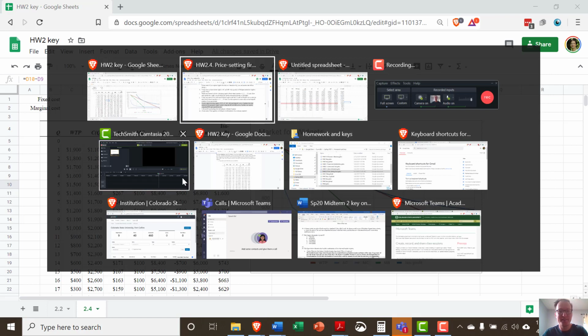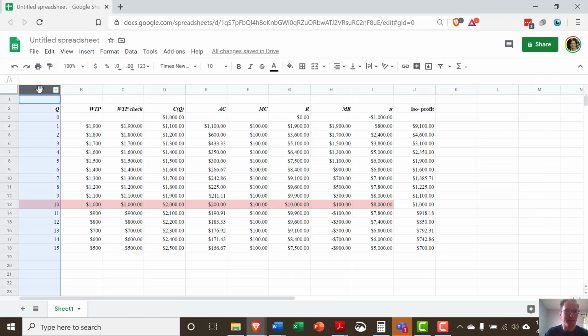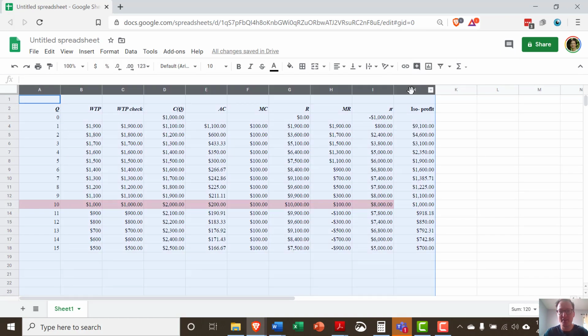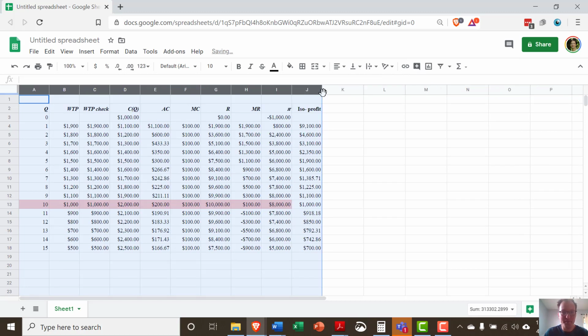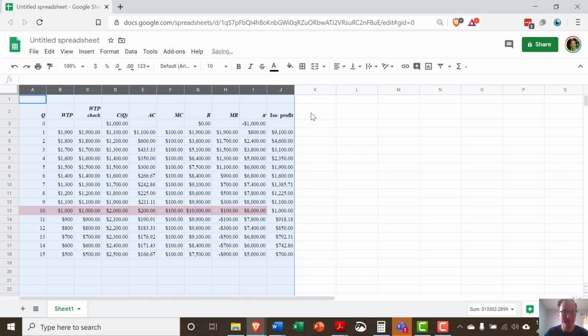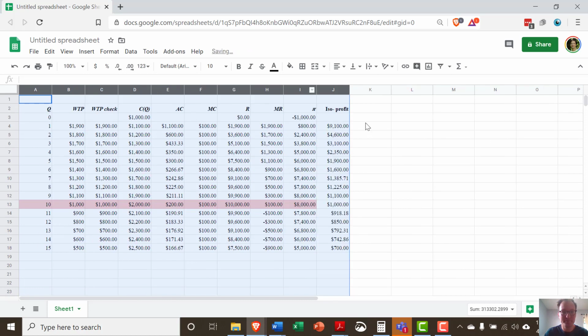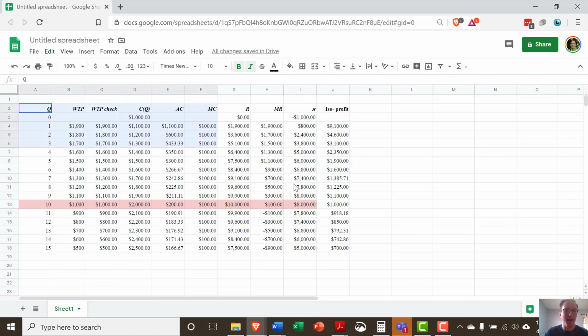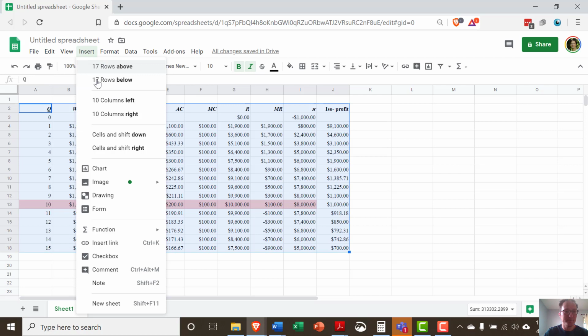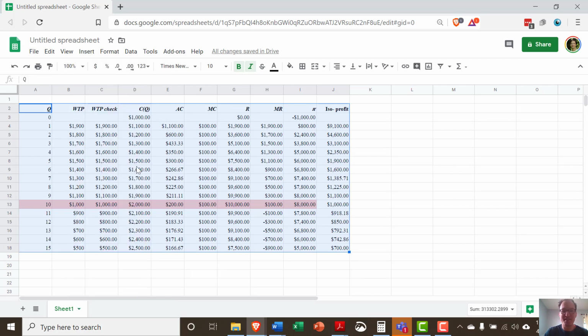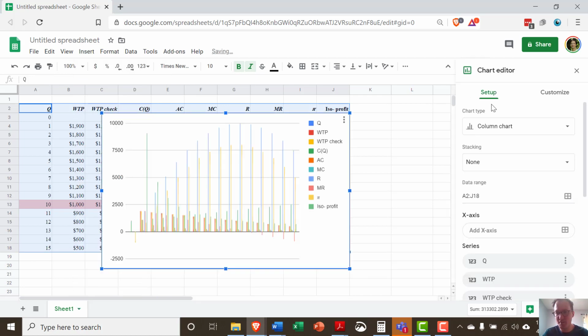So the way I'm going to do that is I'm going to give myself a little bit more space here on my sheet by making all the columns a little bit smaller. And then I'm going to highlight all the data and insert a chart. And this is one of the hardest things to do in a spreadsheet, to get things like this to work out well.